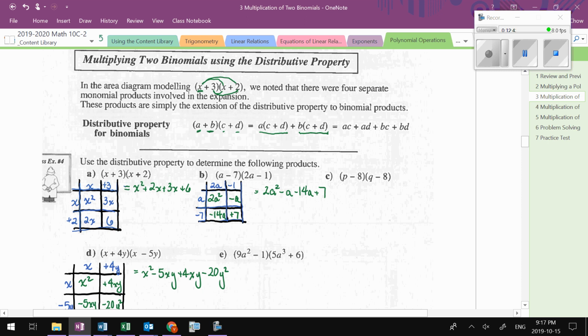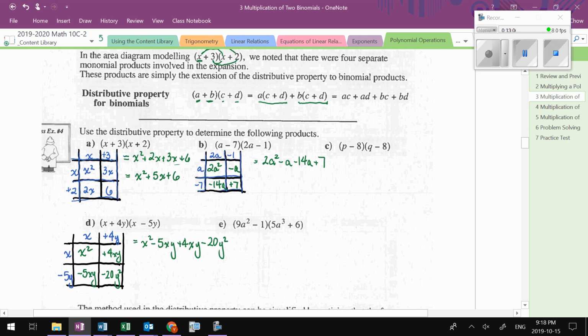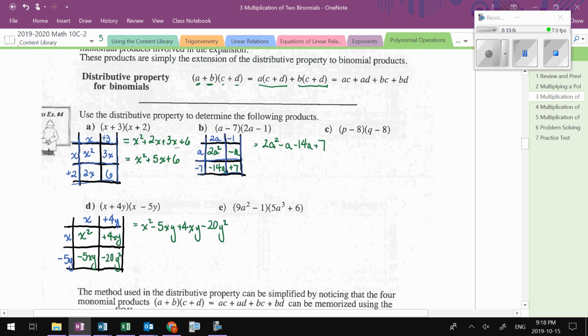So we can think of it as distributive property. We can say that this is x times x plus 2, or x squared plus 2x, and then 3 times x plus 2, or 3x plus 6, and then of course when we combine our like terms, x squared plus 5x plus 6.